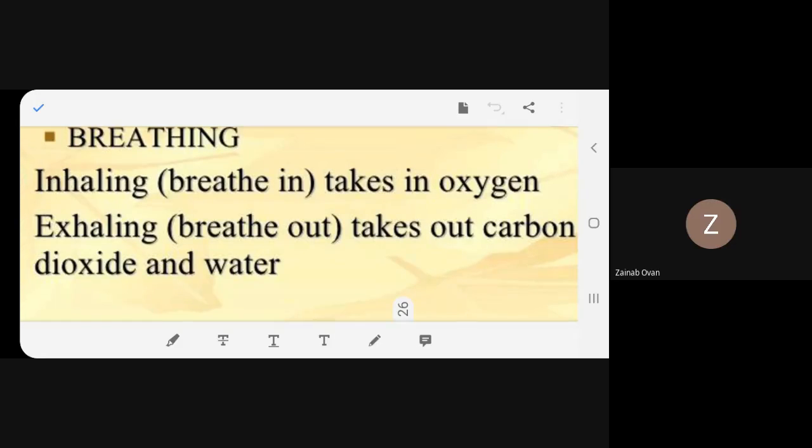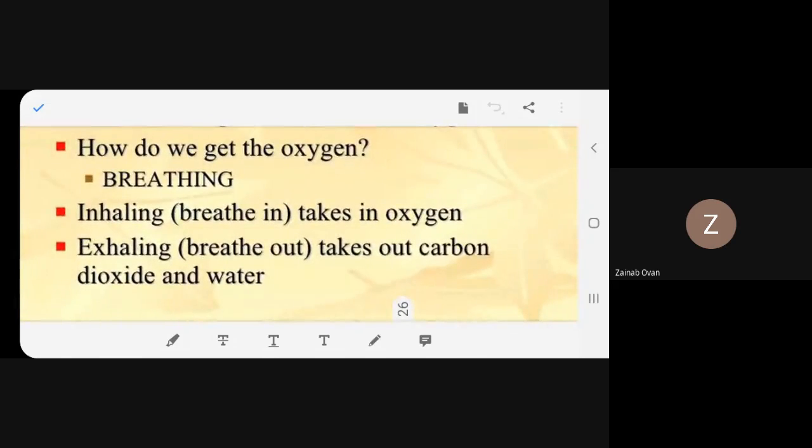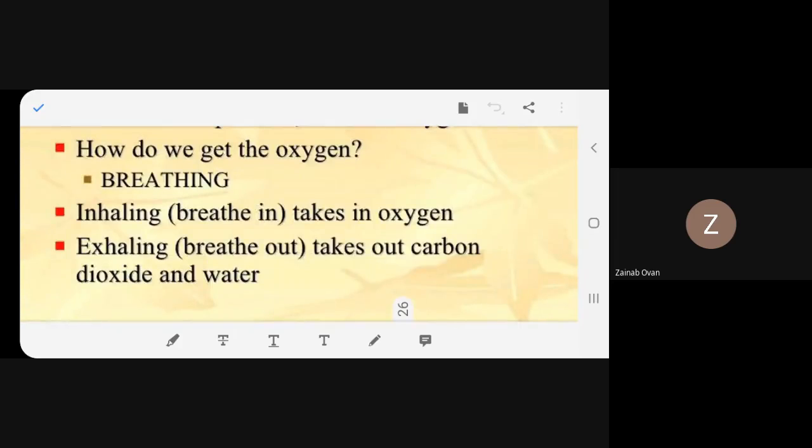Now what is exhaling? Exhaling means breathing the air out. When we breathe out, it takes carbon dioxide and water also out. Fine. So exhaling is breathing out, and carbon dioxide and water are removed from the body. I hope you have understood the clarity between respiration and breathing.